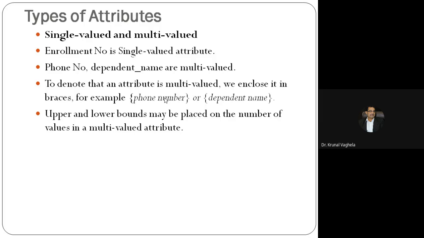Upper and lower bounds may be placed on the number of values in a multi-valued attribute. Now you can also choose upper and lower bound, which means only 2 mobile numbers are allowed. 2 is the upper bound. Lower bound is minimum 1 mobile number is allowed. Minimum 1 is required, maximum 2. So you can put upper and lower bound on the values.